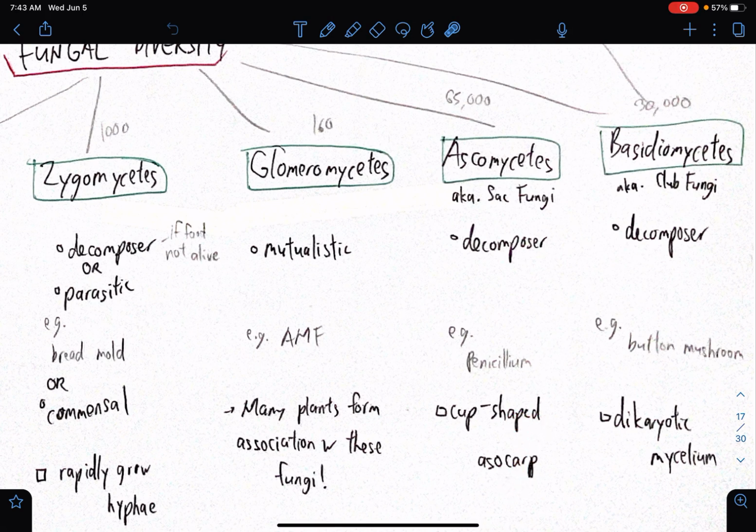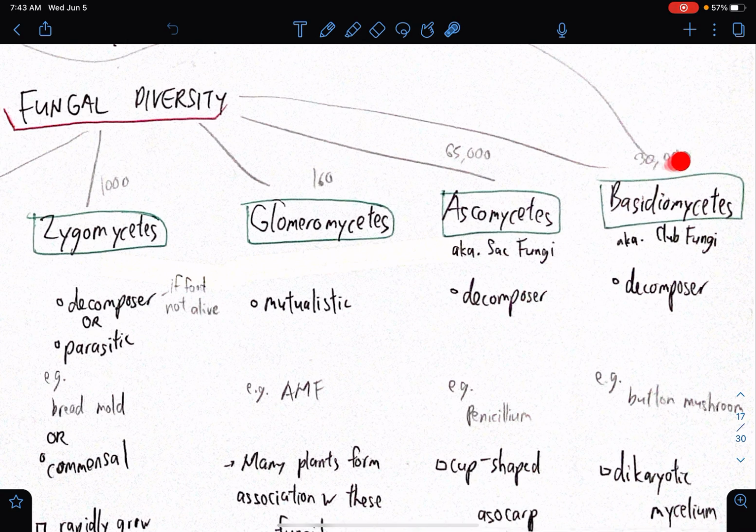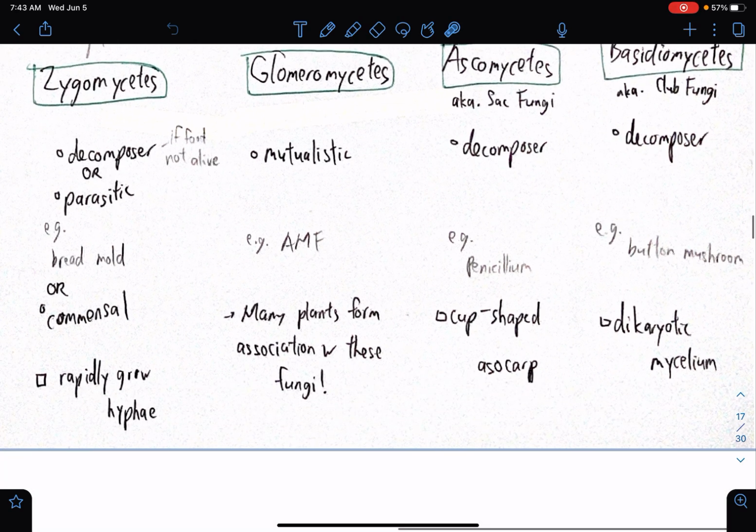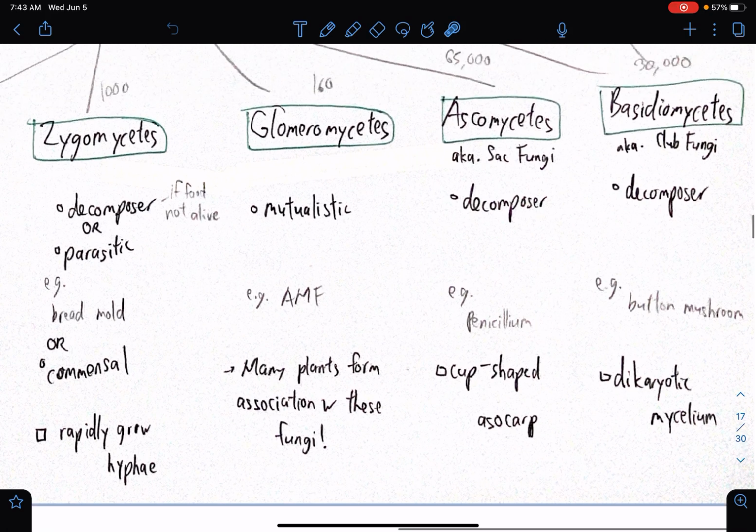For basidiomycetes, we have 30,000 species under it. In other words, they are called club fungi. They are decomposers, and one example is the button mushroom. One feature regarding their mycelium is that it's considered dikaryotic.